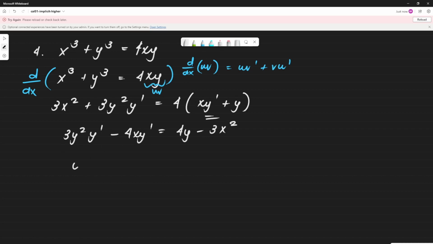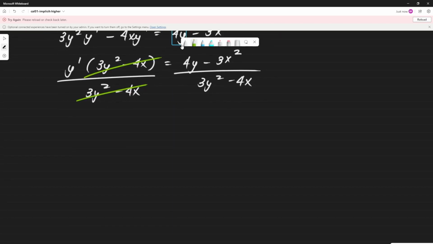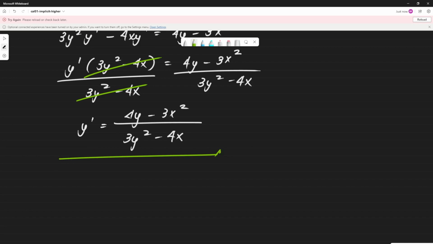Tapos factor out ko lang yung y prime, we'll have y prime times 3y squared minus 4x is equal to 4y minus 3x squared. Then divide both sides by 3y squared minus 4x. Then cancel na yun nandito sa may y prime. Diba? So we'll have, what's our answer? We have y prime is equal to 4y minus 3x squared over 3y squared minus 4x. And hindi na to pwede i-simplify, no? Yan na yung ating final answer kasi wala naman tayong common factors.